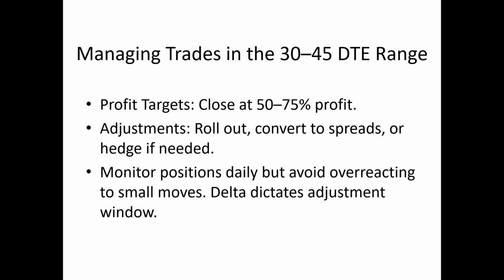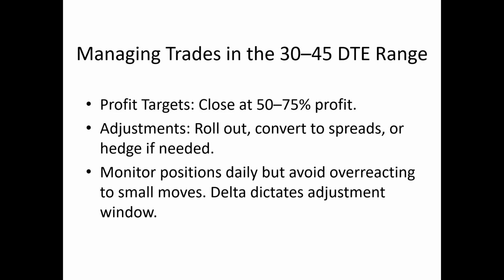Let's touch on managing trades within that 30 to 45 DTE range. 50 to 75% profit is just a guideline. You can wait longer. You can get out at 50% and recycle. I think 50% could come much faster than 15 days if we use the same example that I just showed, where we initiate a trade at 30 DTE, and by 15 DTE, that option will lose 75% of its profit. But as a guideline, 50 to 75%, I think, is reasonable.